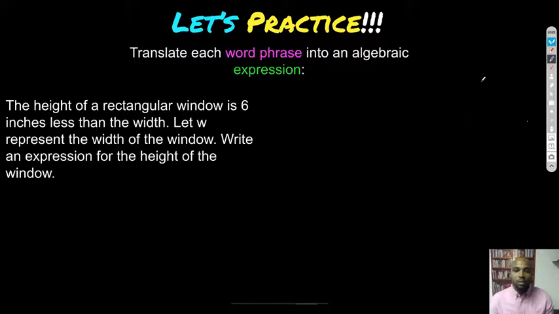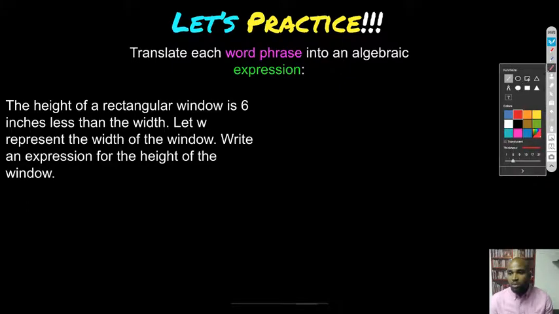And here's a word problem. We're going to change it to an expression. The height of a rectangular window is 6 inches less than the width. So I like to draw pictures for this. Let's see if I can get my tools to draw a picture. Yep, there it is. There's a window.